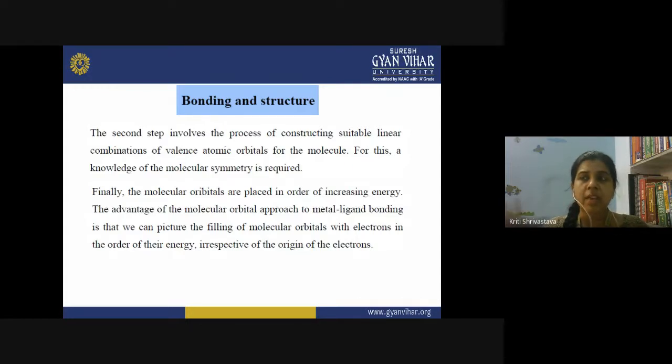When we have molecular orbitals, when we are combining the atomic orbitals and forming the new molecular orbitals, then the total number of available electrons will be filled according to the energy of the orbitals. So first the electrons will go to the lower energy orbital, and then they will go to the higher energy orbital. That will be the order of filling of the electrons. In this manner, we can understand the bonding and structure of the transition metal alkene complexes.